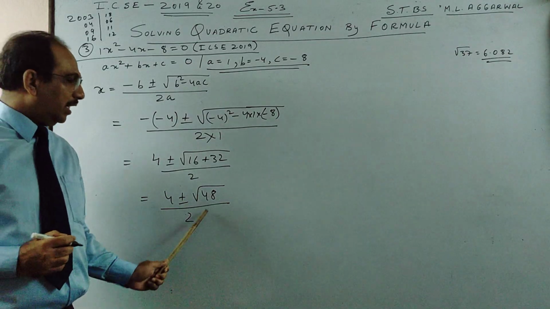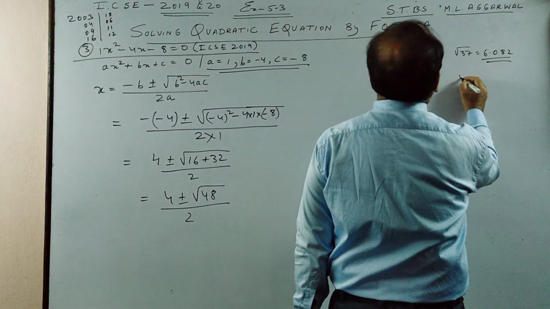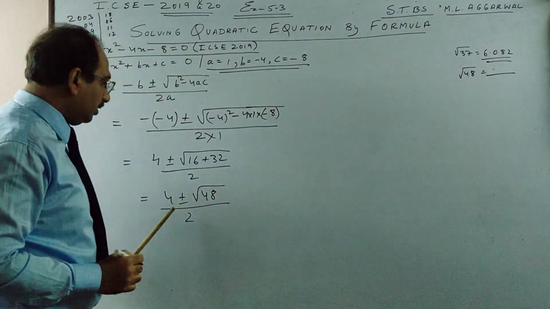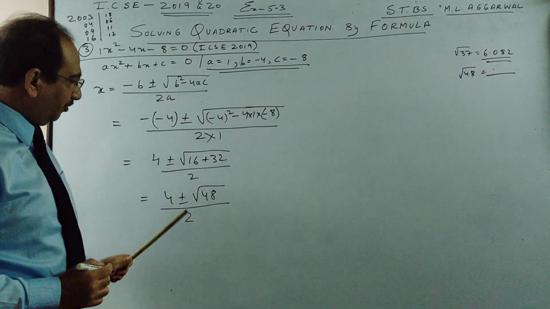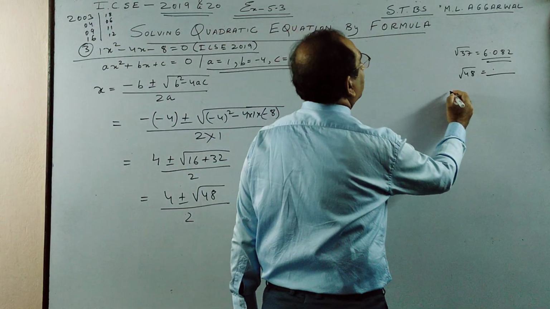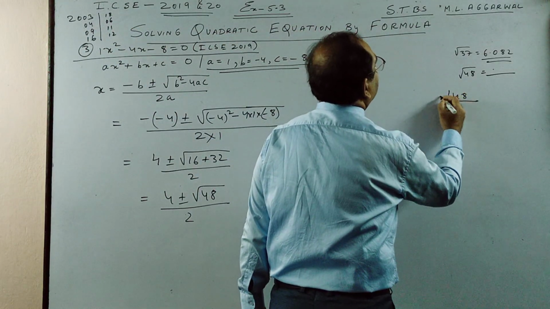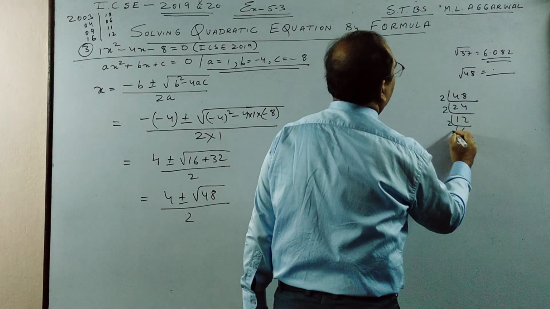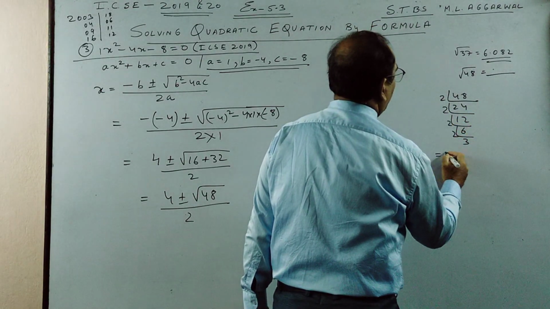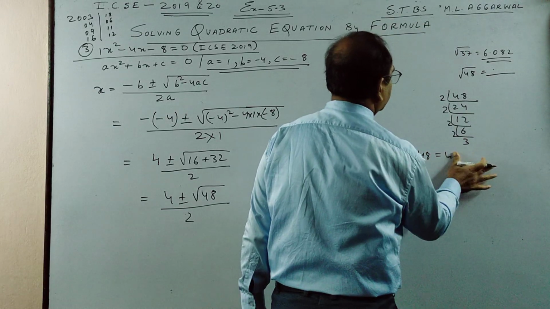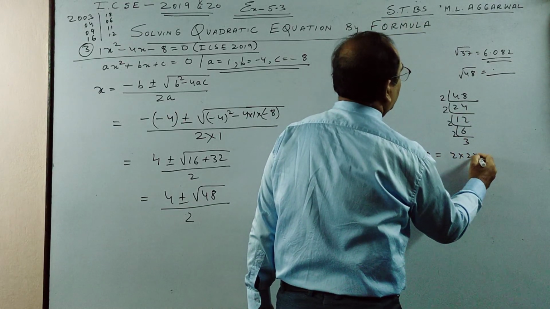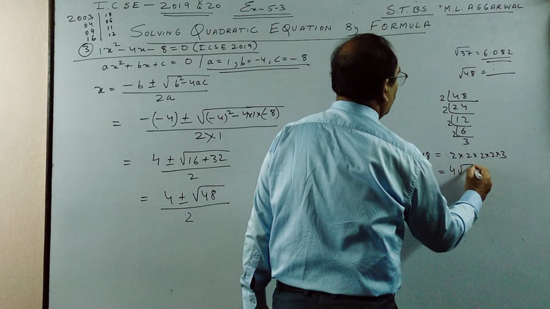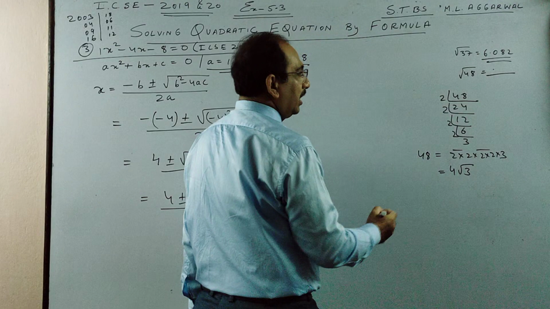Now root 48, there are two ways. Root 48 you find by traditional method, or there is one very easy way. What we do? We take 48's prime factor. So 48 is 2 into 2 into 2 into 2 into 3. So this is 4 root 3.